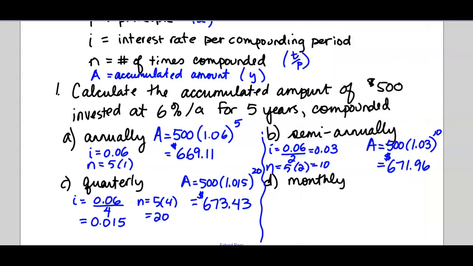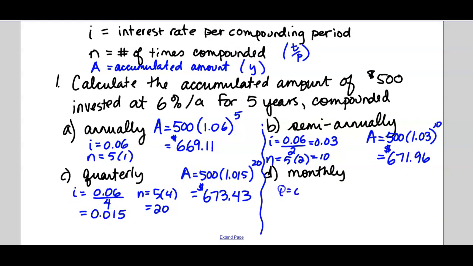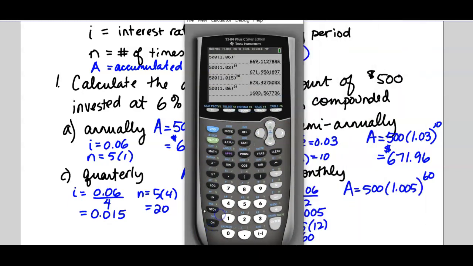Okay. And then monthly, let's compare that one. And N would be 5 years, 12 times a year, that's 60. So 500 times 1.005 to the 60. This is the one if you forgot to divide and you did 60 up here. Oops, no, I want to do this. Let's look at what it would be.